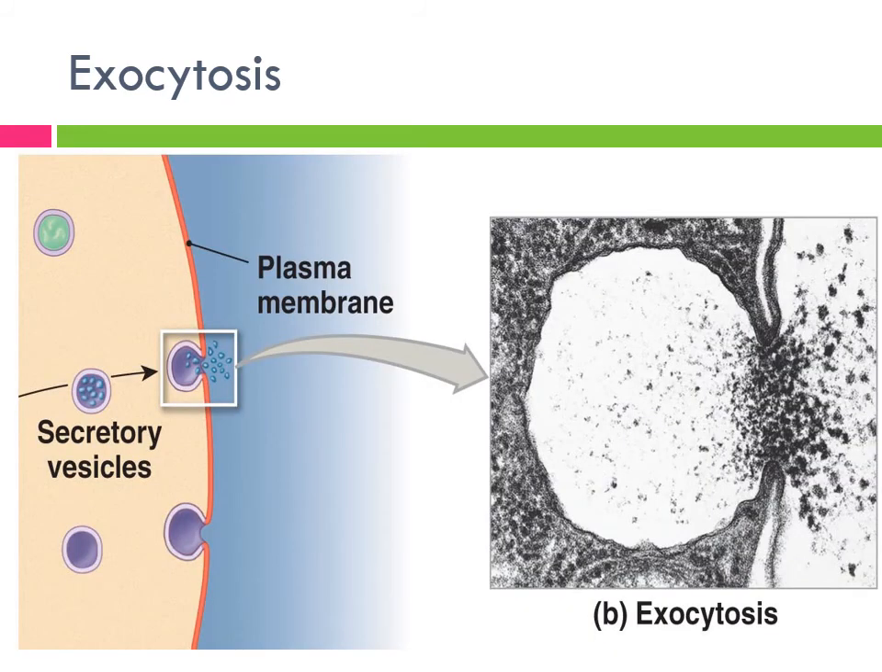And here's a picture of exocytosis. In exocytosis, it's sort of the opposite. We have a secretory vesicle that's full of a substance that we want to release from the cell. That vesicle is going to fuse to the plasma membrane and then open up and release its contents out of the cell into the intercellular fluid.